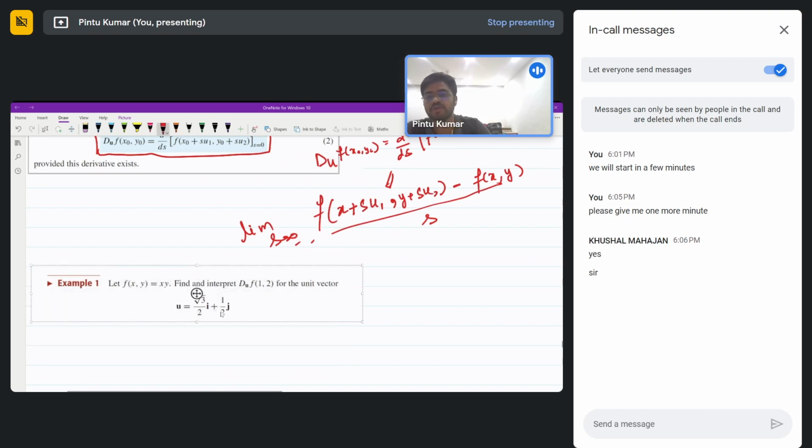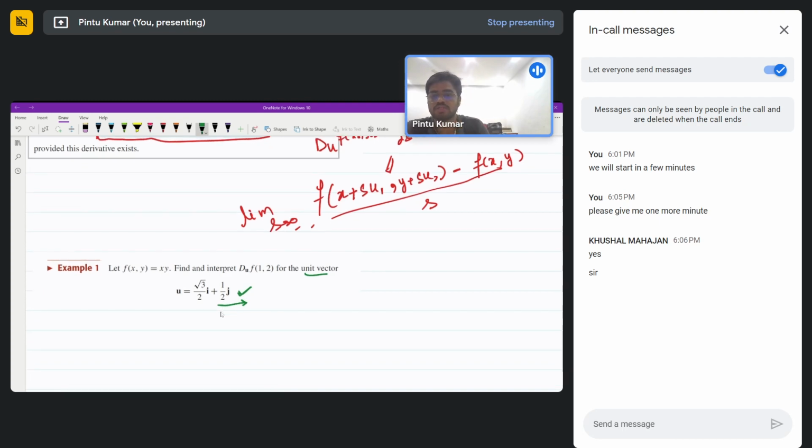So here we have been given that my vector is a unit vector. If you are given some vector which is not a unit vector, then first task would be to convert it into a unit vector. So what is this thing? Directional derivative in this direction at point 1 comma 2 we have to find.